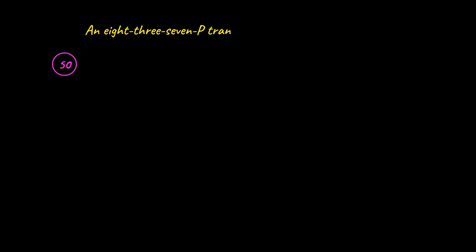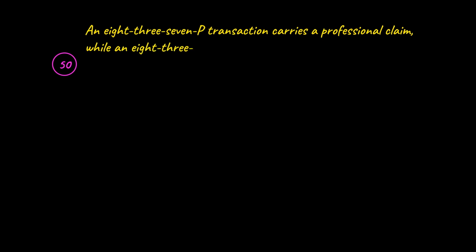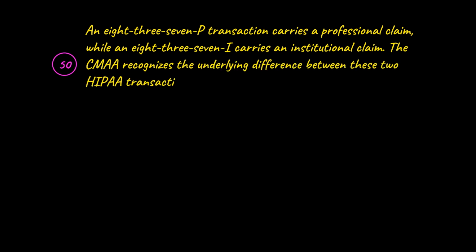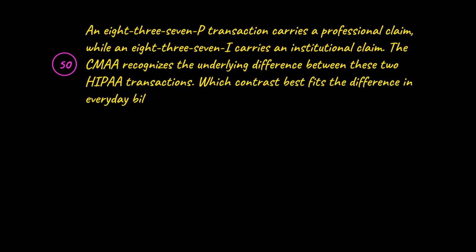Question 50. An 837P transaction carries a professional claim, while an 837I carries an institutional claim. The CMAA recognizes the underlying difference between these 2 HIPAA transactions. Which contrast best fits the difference in everyday billing language at the practice in this scenario today?